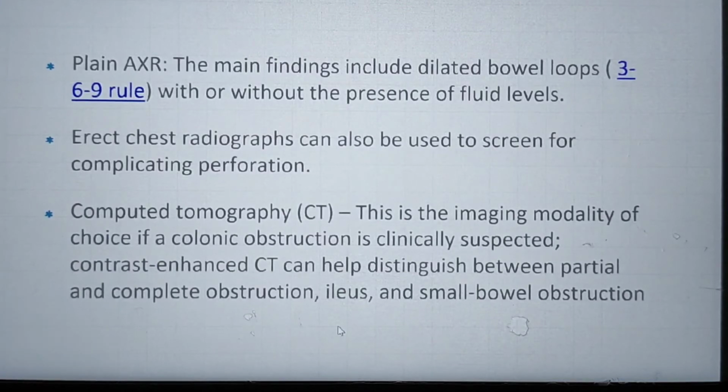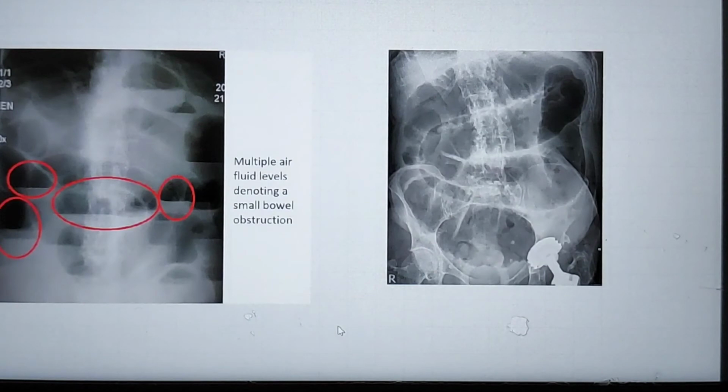But for the positive predictive value of the erect chest radiograph, we have to bear in mind that it is only around 50%. So we still cannot rule out any perforation if we cannot see any pneumoperitoneum on the chest radiograph. And we can also proceed with CT scan. This is the imaging modality of choice if a colonic obstruction is clinically suspected, and CECT can help distinguish between partial and complete obstruction, ileus, and also small bowel obstruction.